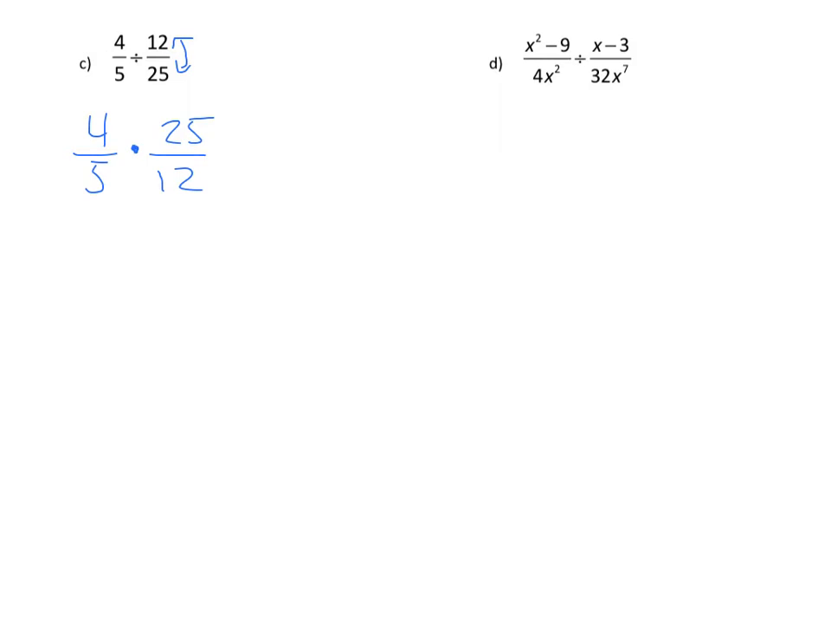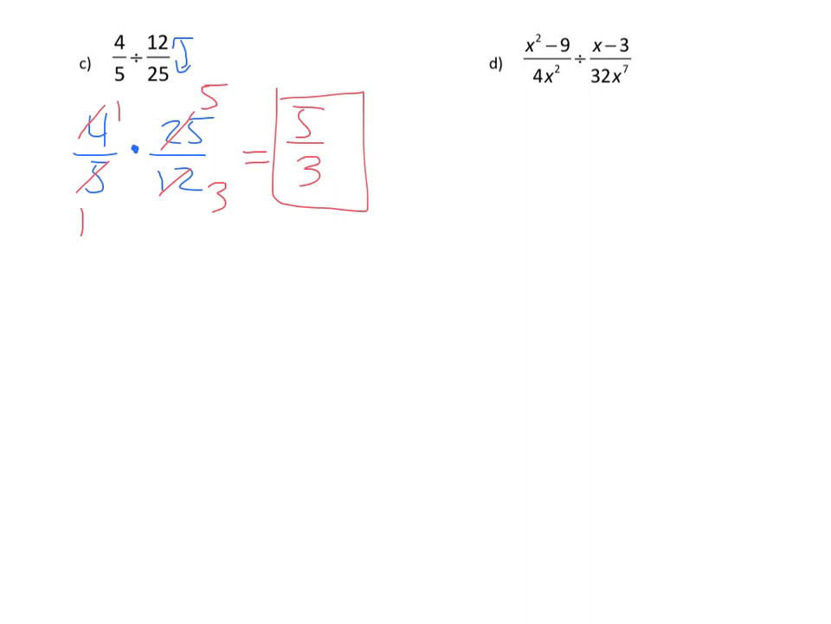And now I just follow multiplication rules. So I check and see if I can simplify. And 5 and 25 can both be divided by 5, so that will give me 1 and 5. 4 and 12 can both be divided by 4, which will give me a 1 and a 3. And then I multiply top times top. 1 times 5 is 5. Bottom times bottom. 1 times 3 is 3. And that's my answer. So I'm going to apply those same properties with expressions.